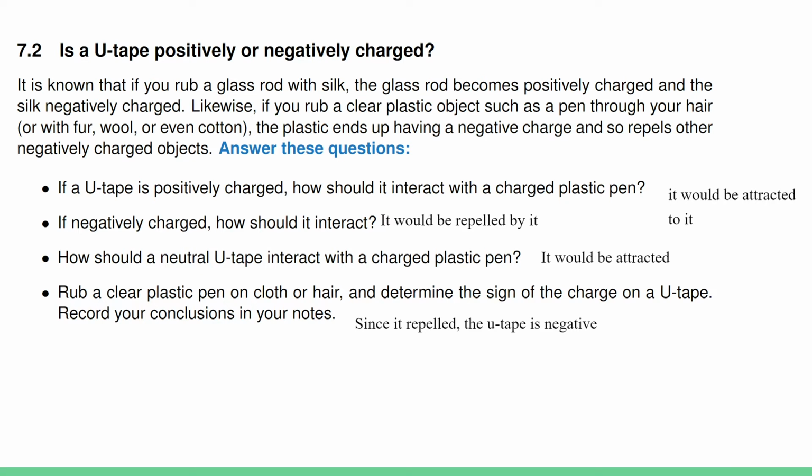If a pen was negatively charged and brought near the tape and they were attracted, then the tape would be positive. If it repelled it, the tape would be negative. Since the tape was repelled by the pen, the tape is negative.